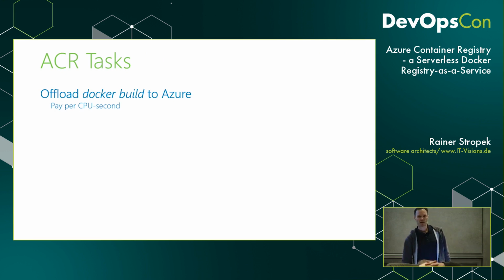ACR tasks. ACR tasks are another great feature of ACR. That means you can take your Docker files and all your sources and just replace your Docker build command with an ACR build command. The rest is nearly the same. You just say ACR build, and that means you do not need a Docker daemon to build your Docker images. It just takes the Docker file and all your sources as you are used to from Docker build. Then it uploads it to ACR. Then in Azure ACR, this stuff is built.